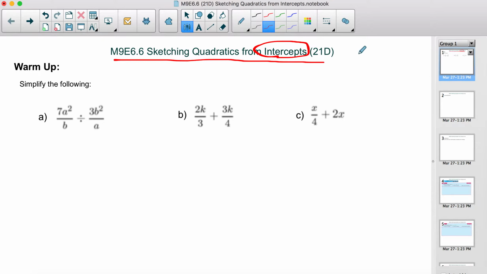Now that you know intercepts, it's out of 21D, and let's just try one of these as a little warm up. Maybe you've already done a warm up today, but keep warming it up. Fraction work, simplify the fraction. Well, it's two fractions being divided. Maybe pause me until you got it. Try. Let's skip that one and just do these two, A and C.